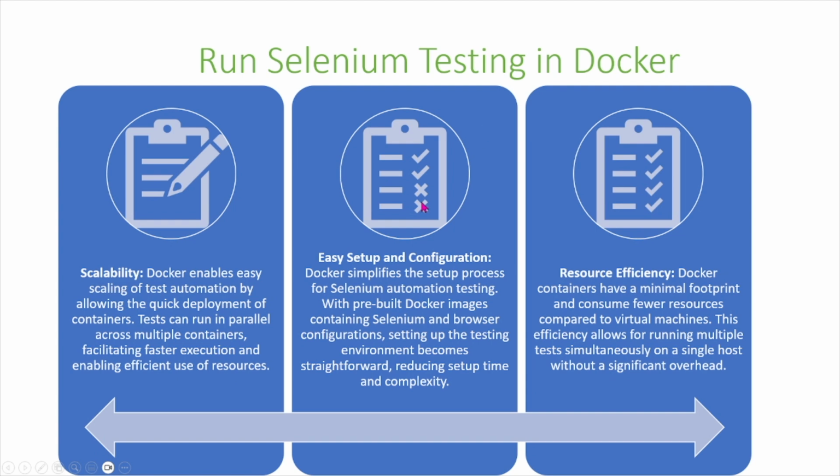So here are some more advantages of Docker. The first one, scalability. Docker enables easy scaling of test automation by allowing the quick deployment of containers. Tests can be run in parallel across multiple containers, facilitating faster execution and enabling efficient use of resources.